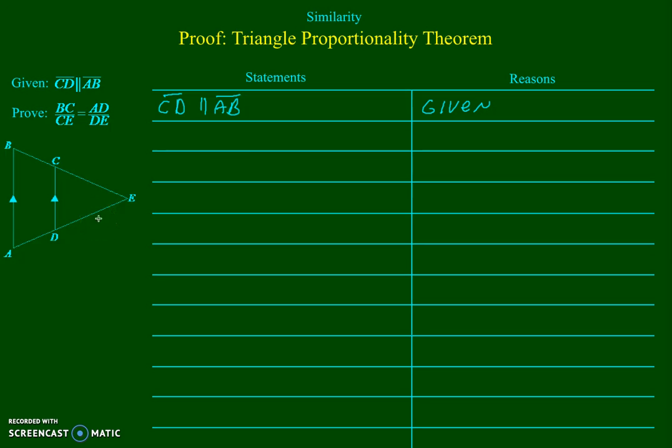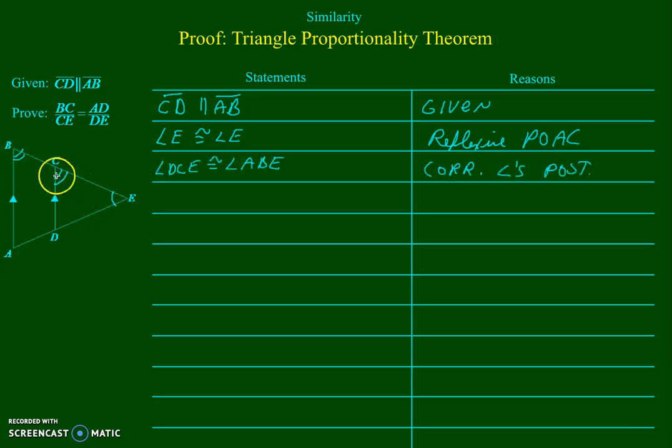To start off, our first statement will be that angle E is congruent to itself by the reflexive property of congruent angles. Our next step in showing that these two triangles are similar will be to show that these two angles are congruent by the corresponding angles postulate. So now that we have two angles of one triangle congruent to two angles of a second triangle, we know that these two triangles are similar by angle-angle similarity.